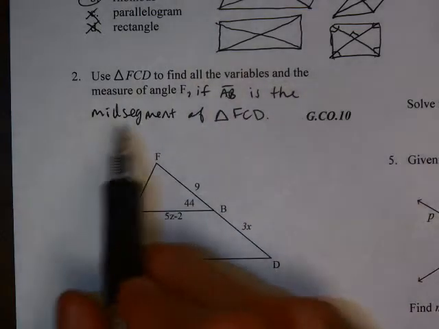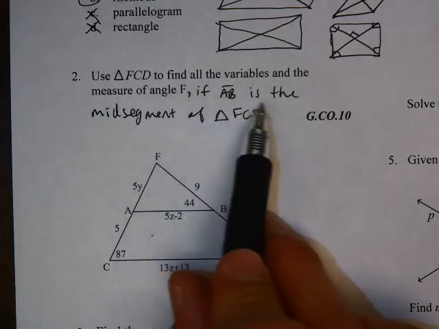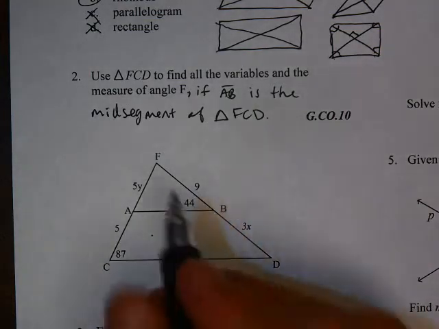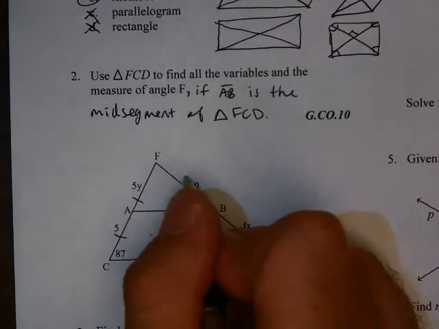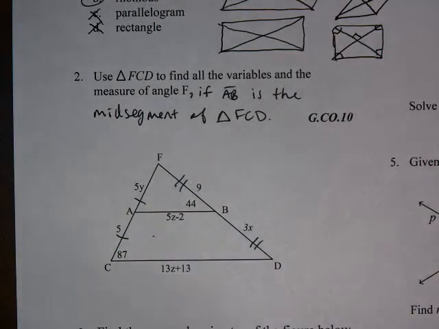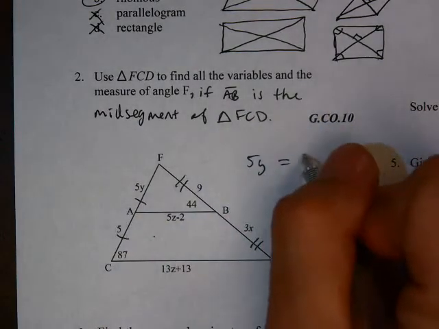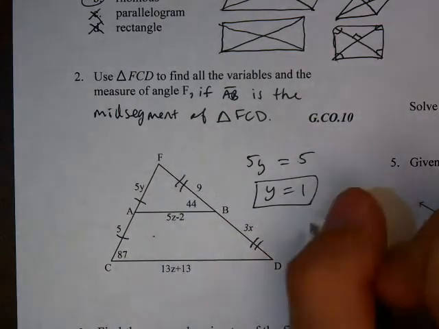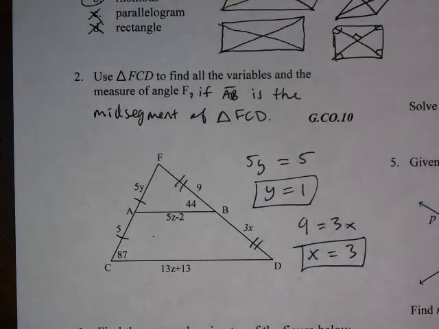Number 2, use triangle FCD to find all the variables and the measure of angle F, and I added this part: if AB is the midsegment of triangle FCD. Now that we know that AB is the midsegment, that means that these two sections are equal, those two segment lengths are equal. It means these two are equal, which means that for Y and for X, those become simple little equations. Since these parts are now equal, I can set 5y equal to y. I can divide and I get y equals 1. And the same idea for x, I can start with 9 equals 3x. I can divide there and I get 3 for x.